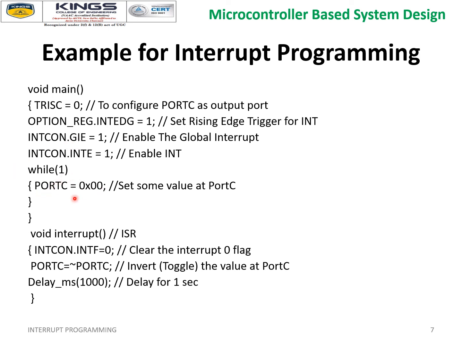While 1, PORTC equal to some value is given to the port. So whenever an interrupt is raised, it will go to this void interrupt. This is actually the interrupt service routine. After the interrupt is raised, first of all we have to clear the interrupt flag. So INTCON dot INTF, F stands for flag. This should be cleared so that it is ready for the next interrupt. So first it is cleared.